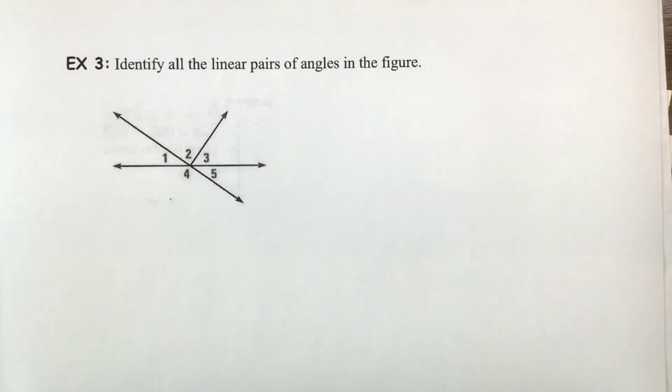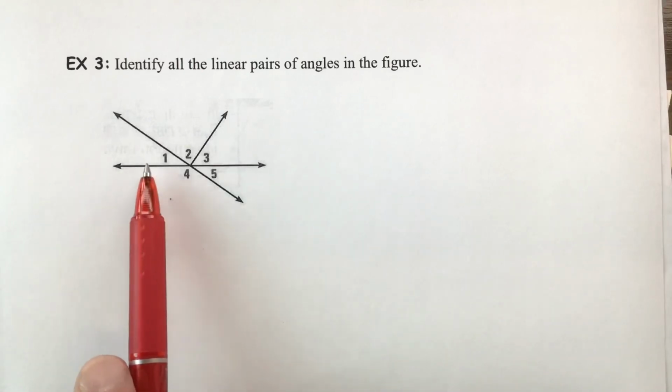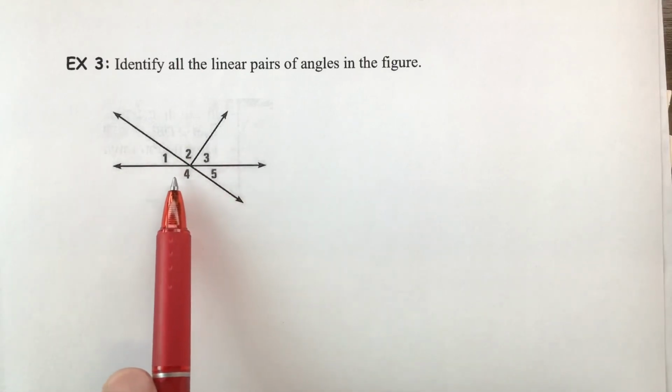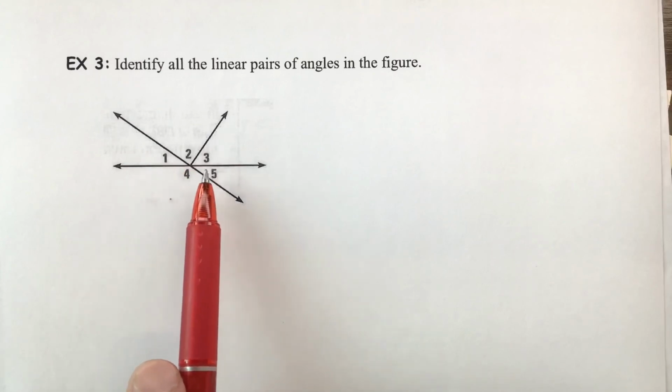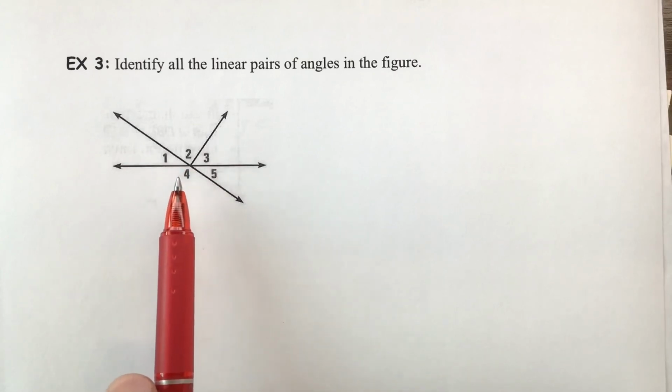Let's take a look at example 3. What we're asked to do here is identify all the linear pairs that we have in this figure. And what you're going to notice in this diagram is that we do have all the angles numbered because it makes it a lot more convenient for answering the question versus having a lot of letters, right?